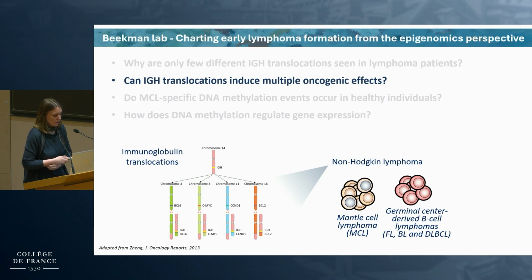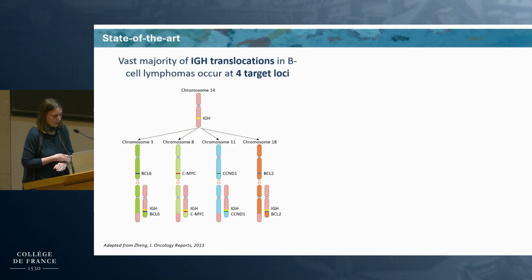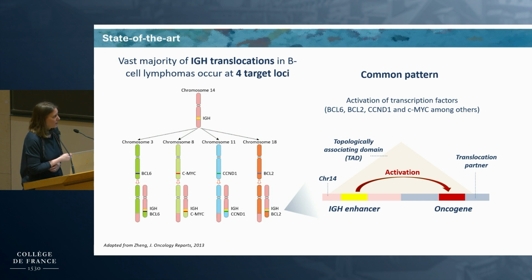So today I will talk about our question of whether immunoglobulin translocations can induce multiple oncogenic effects. As you've seen before, the vast majority of these translocations occur at 4 different loci. And these loci all have something in common, as you can see over here. We have seen this before. This is just a graphical scheme.